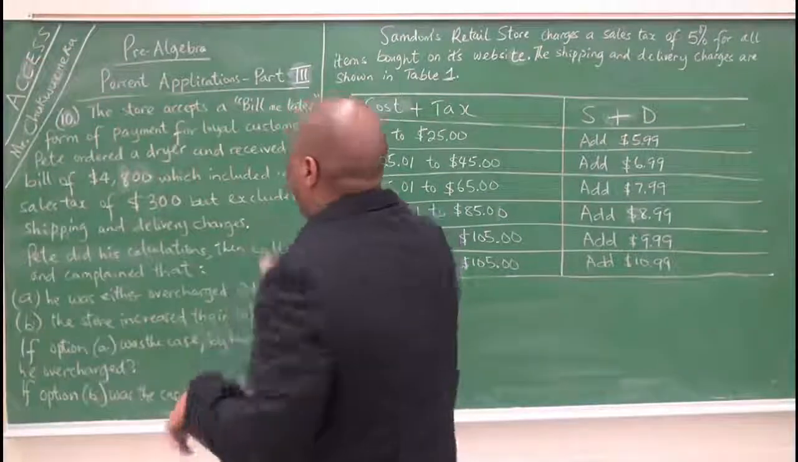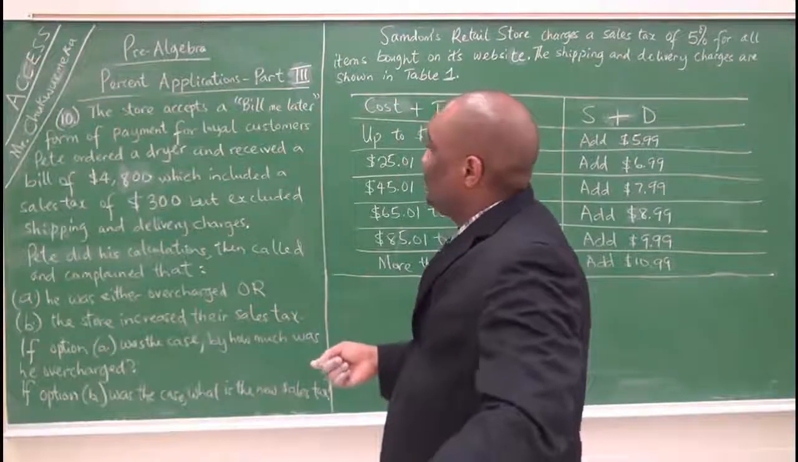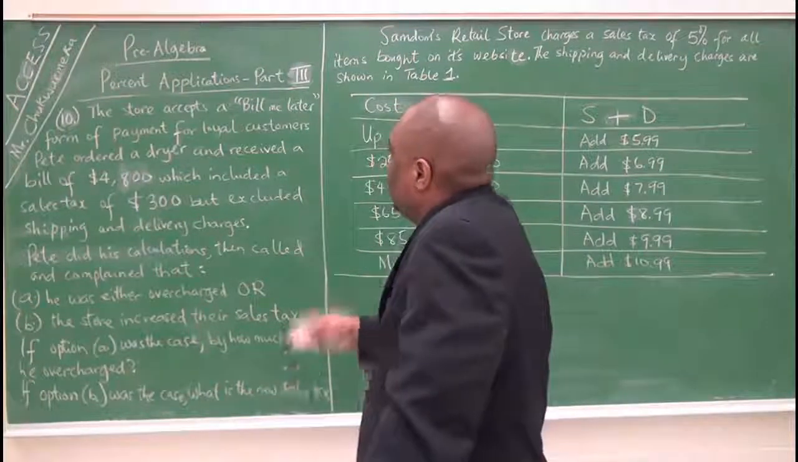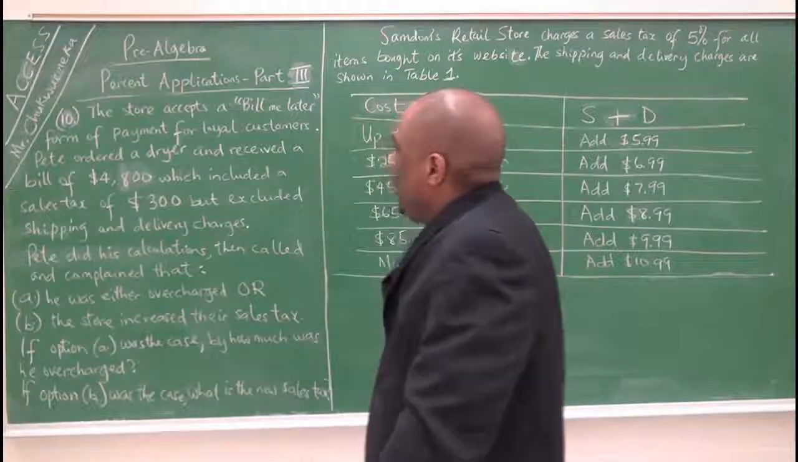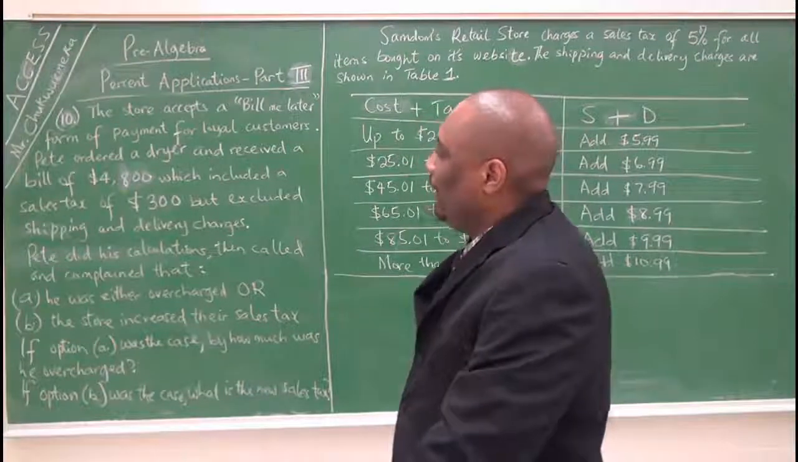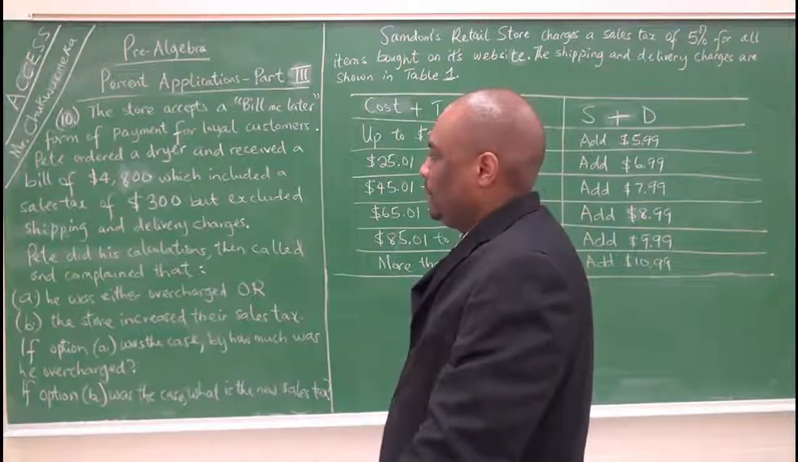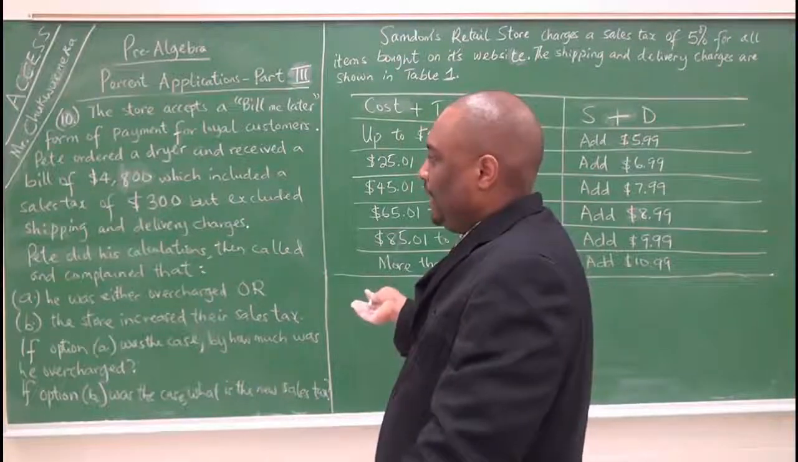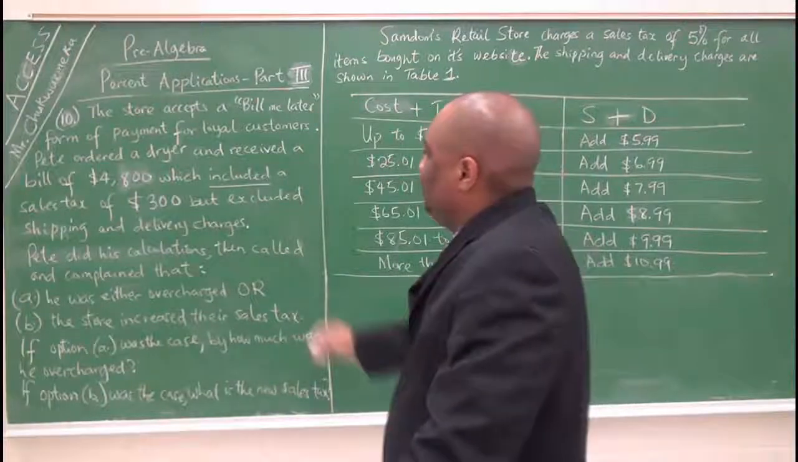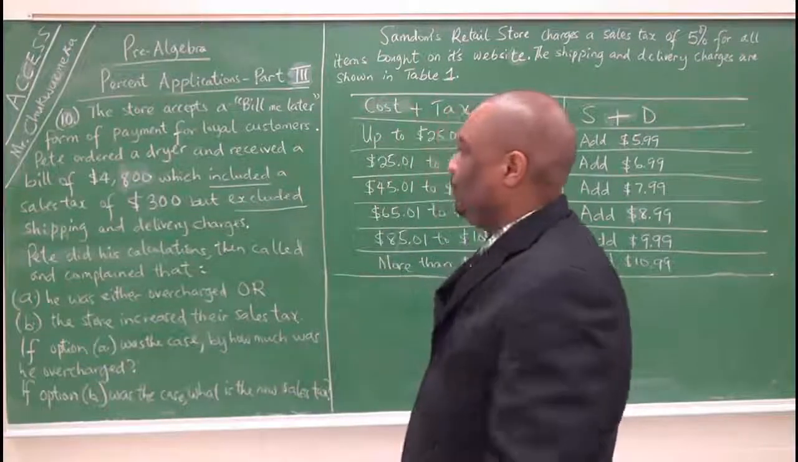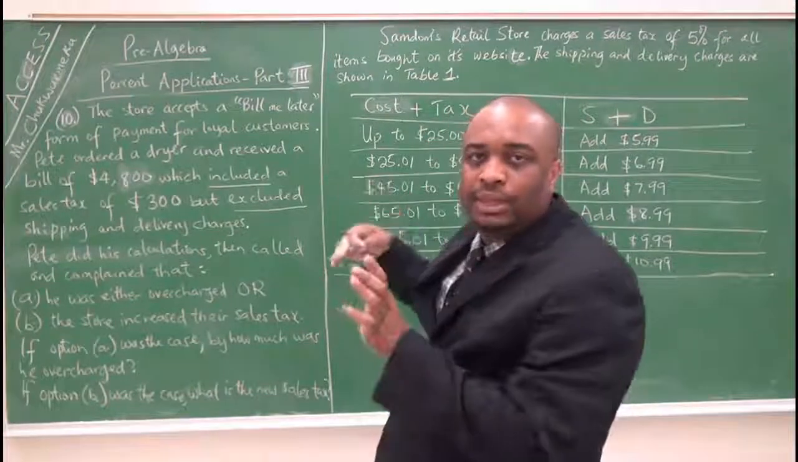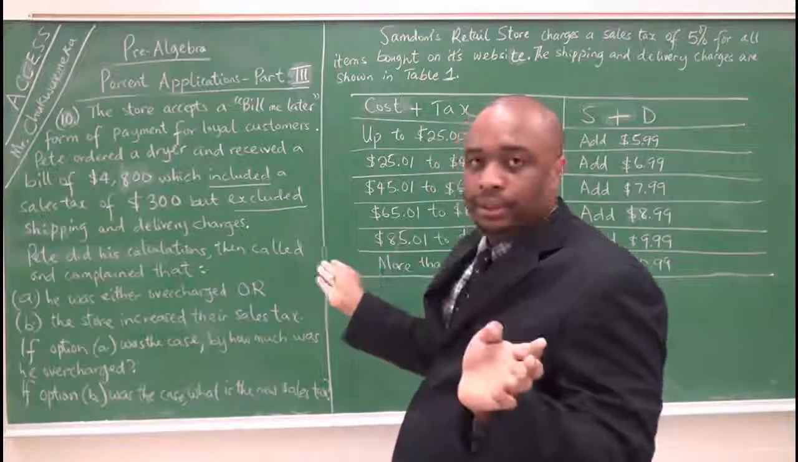Okay, so we have question 10 here. The store accepts a bill me letter form of payment for loyal customers. Pete ordered a dryer and received a bill of $4,800, which included a sales tax of $300, but excluded shipping and delivery charges. So it includes the sales tax, but it excludes the shipping and delivery. So actually we don't need shipping and delivery charges for this question because it excludes it.